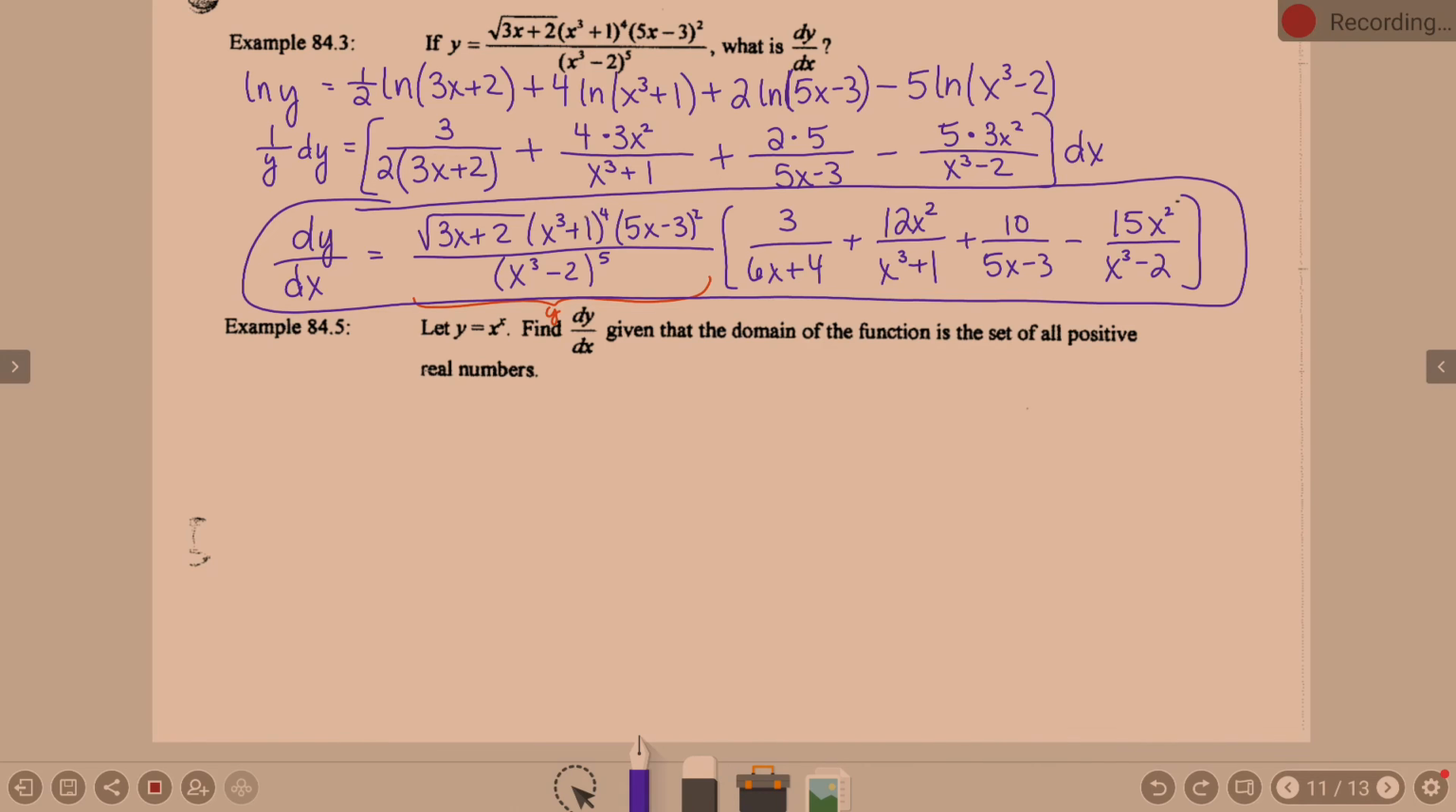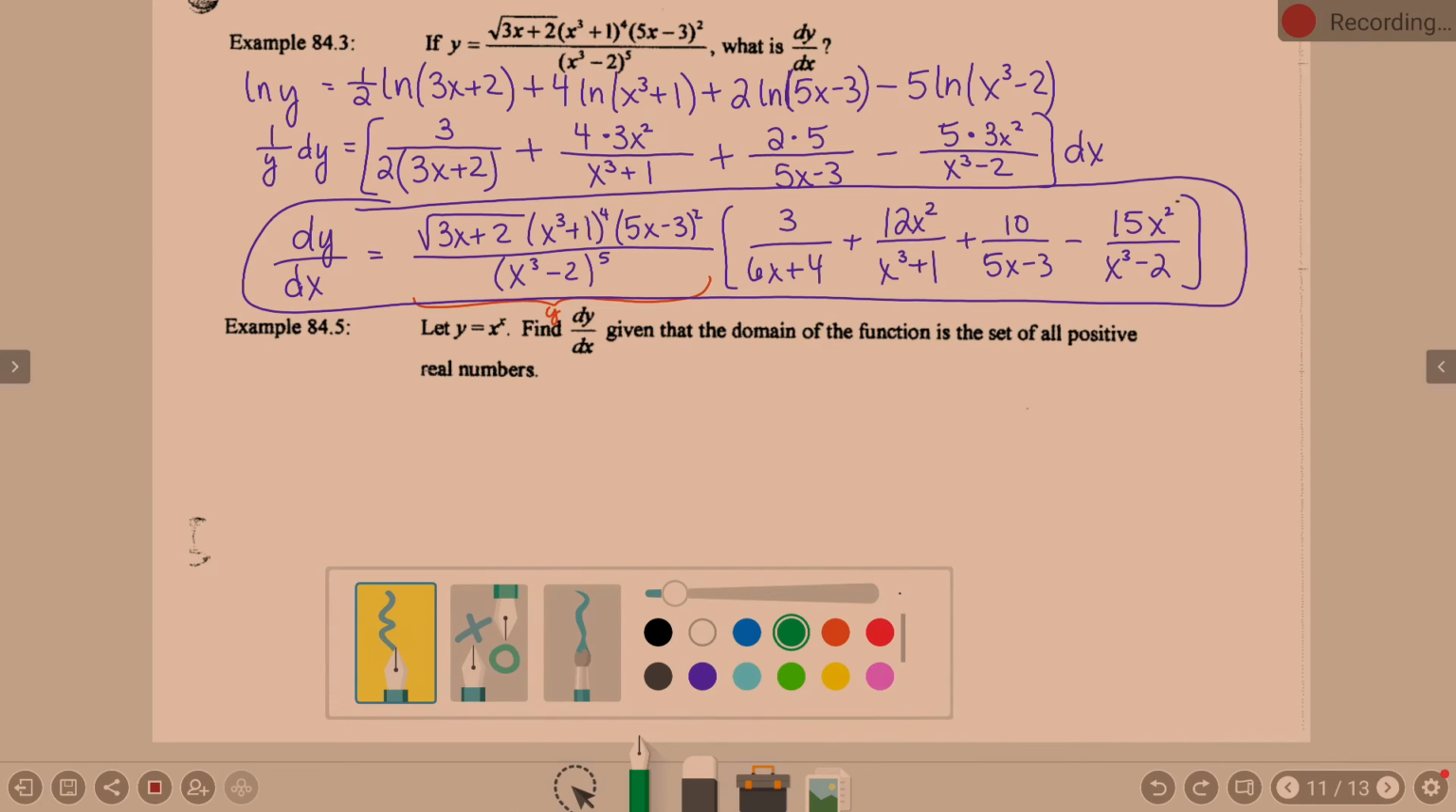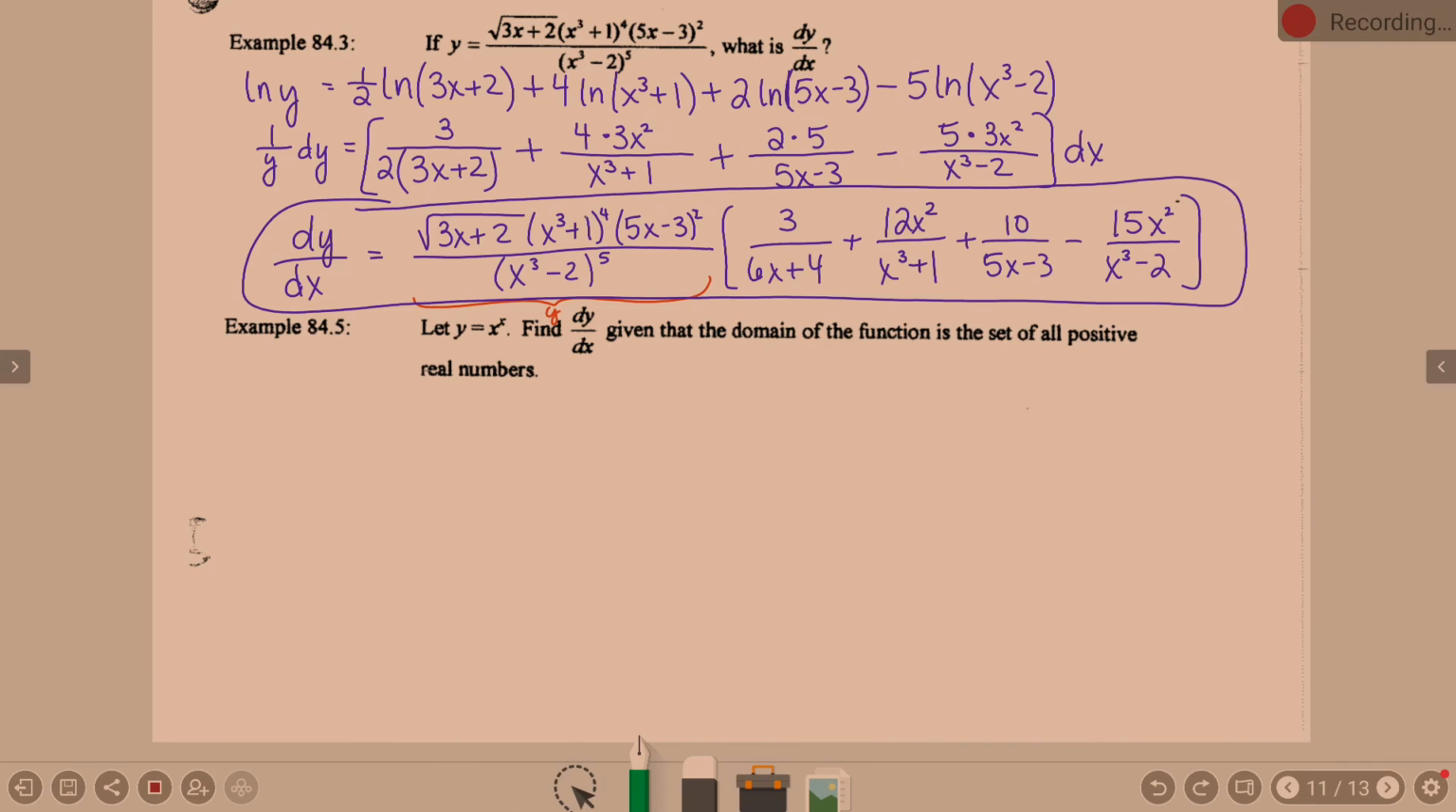Okay, so take the log of both sides. So the natural log of y is ln y. Take the log of the right. Natural log of x to the x. So if you go ahead and move that power out front, it's x ln x.